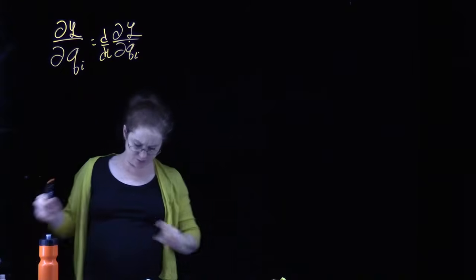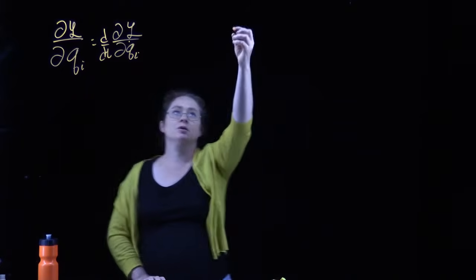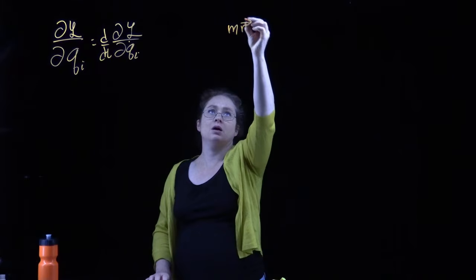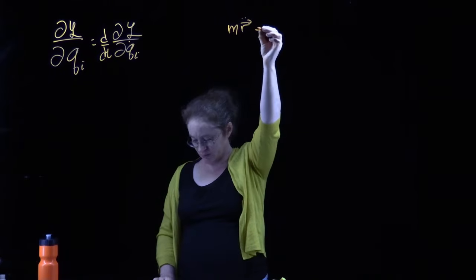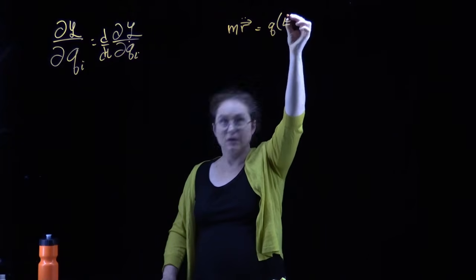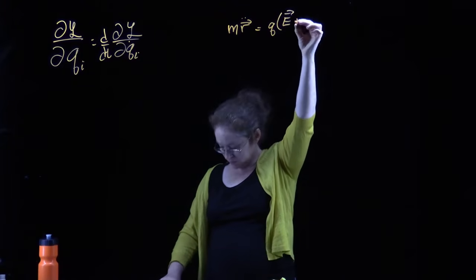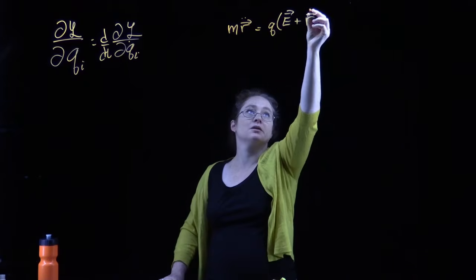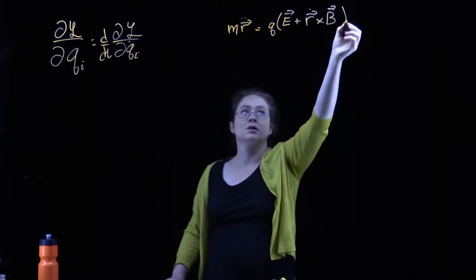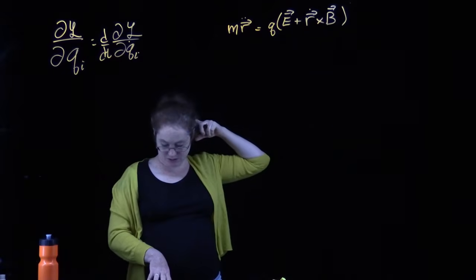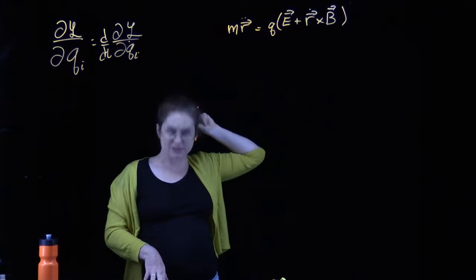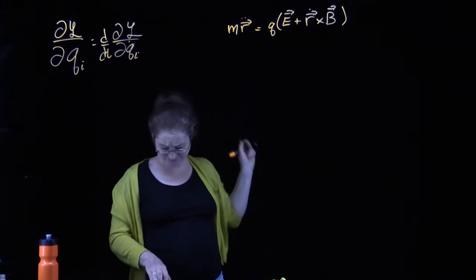So let's start with what we know from electricity and magnetism. m r double dot is q E plus r dot crossed with B. So this is a differential equation. And what we're going to do is try to spot the Lagrangian.